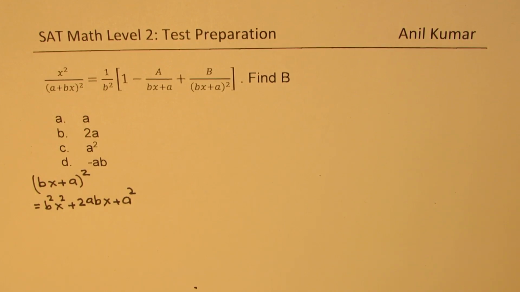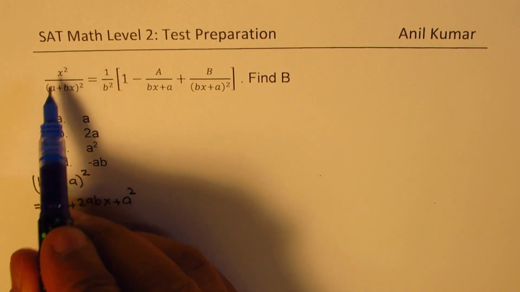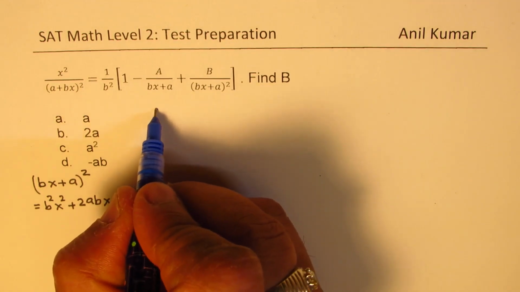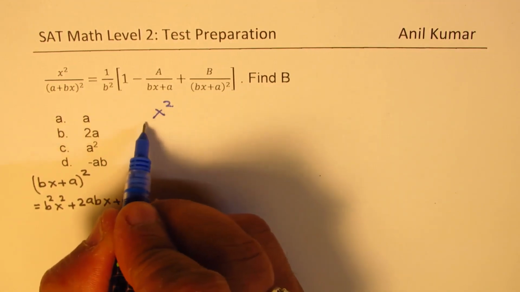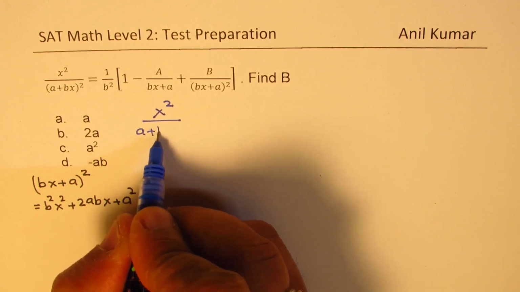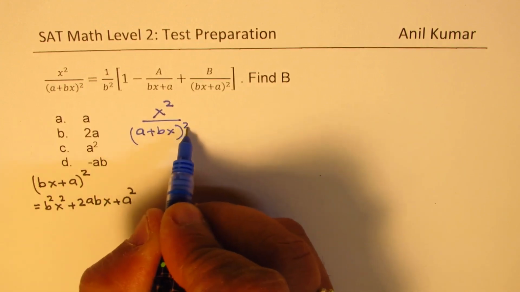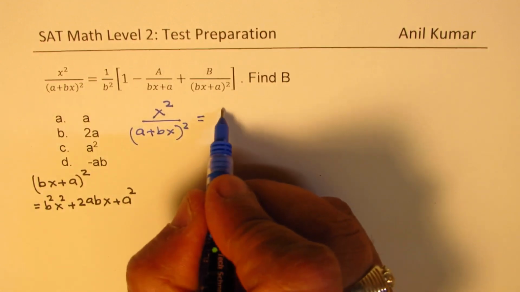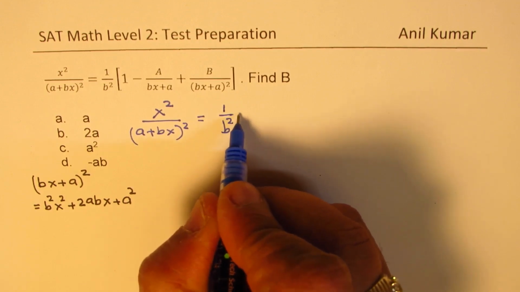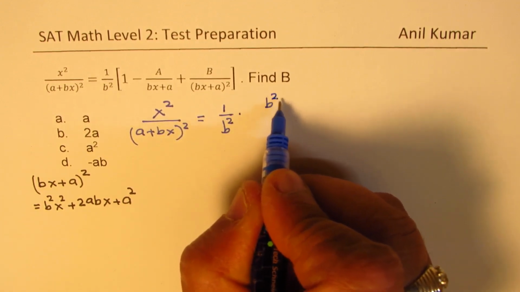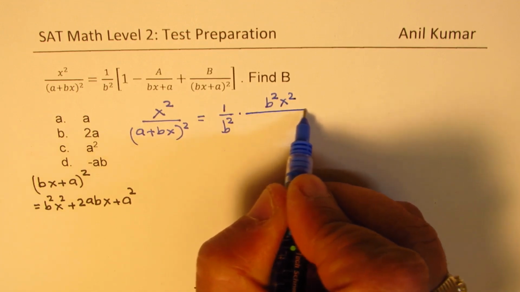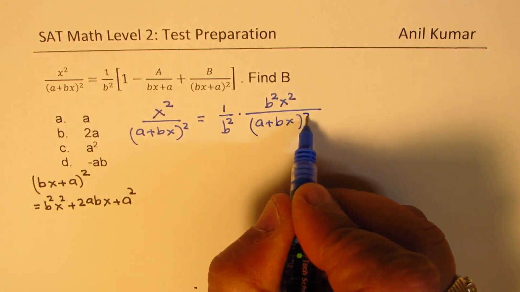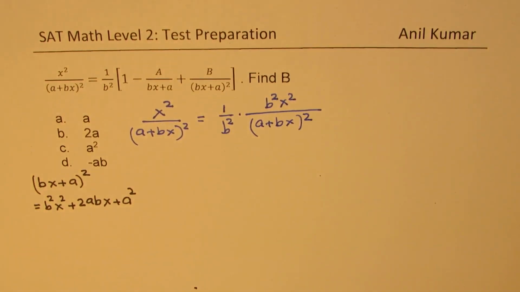Since we already know that we need to write x squared over (a plus bx) whole squared as 1 over b squared times something, what we can do as a first step is multiply and divide by b squared. So we have 1 over b squared times b squared x squared over (a plus bx) whole squared. So that part is absolutely clear.